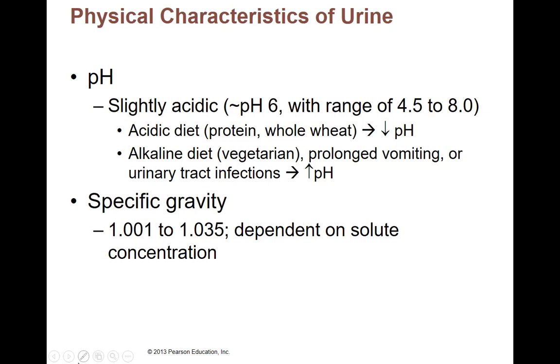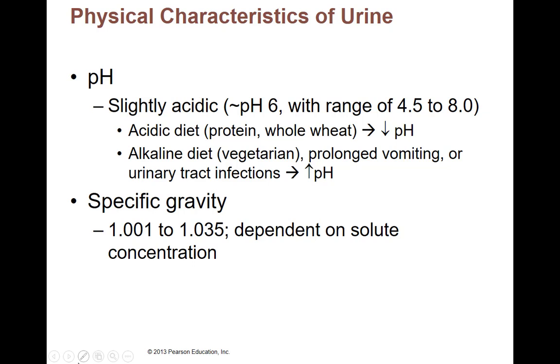Some of that depends on what you eat. If you have an acidic diet, which means you eat lots of protein, lots of whole wheat, that will actually make your urine a lower pH. If you have an alkaline diet, if you're more of a vegetarian, or if you've had prolonged vomiting because you're throwing up all that acid in your stomach, or if you've had urinary tract infections, the pH of your urine will go up and become more alkaline.